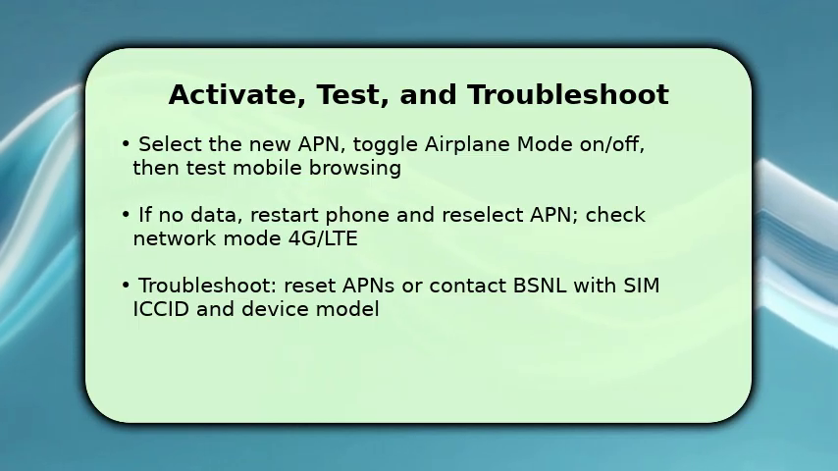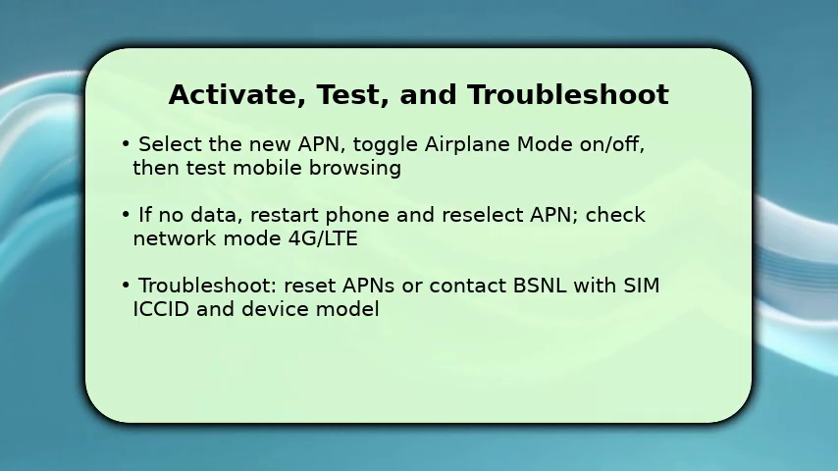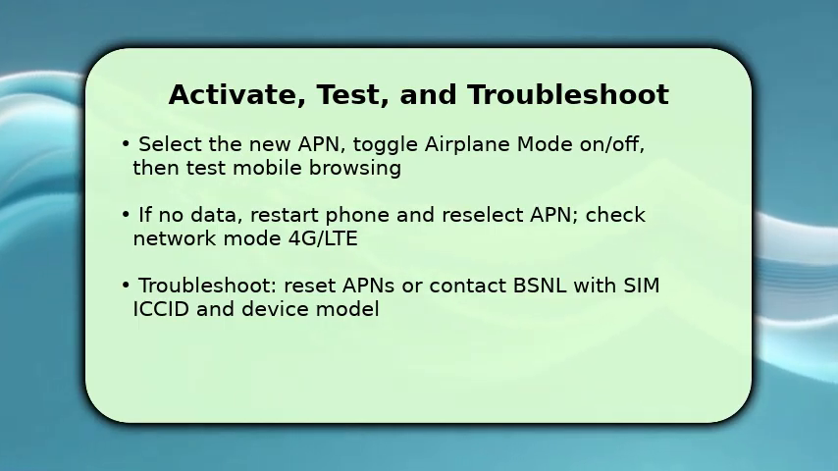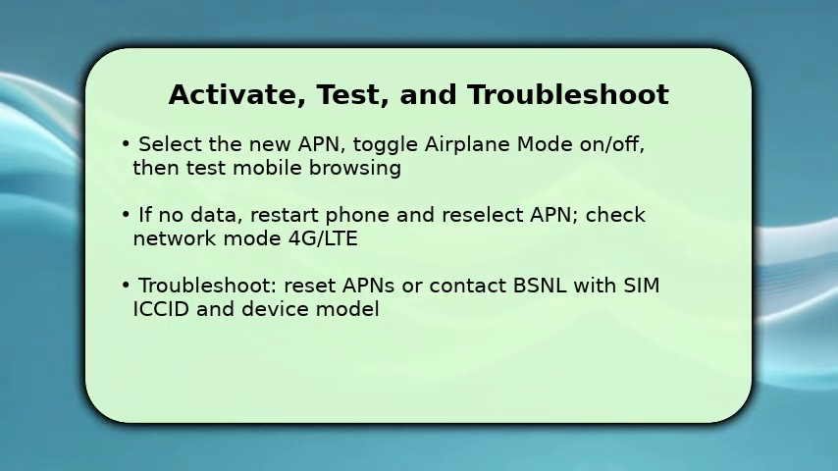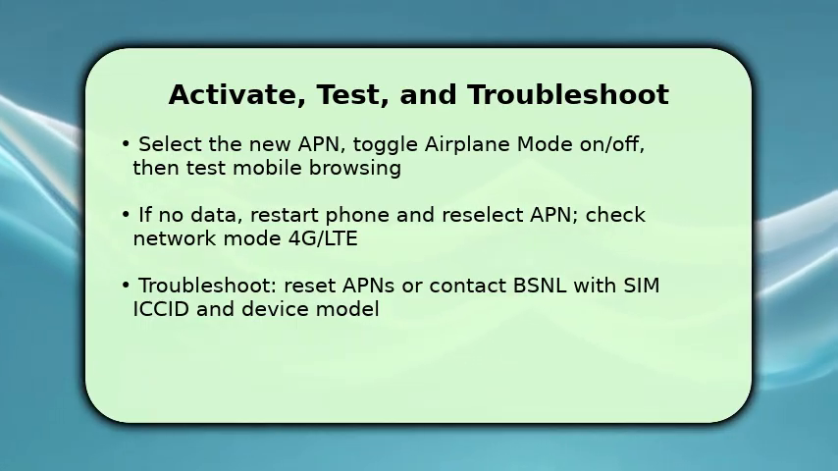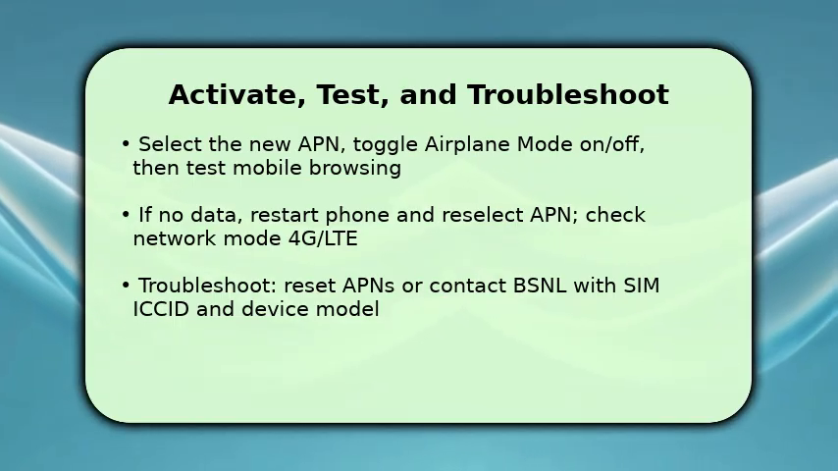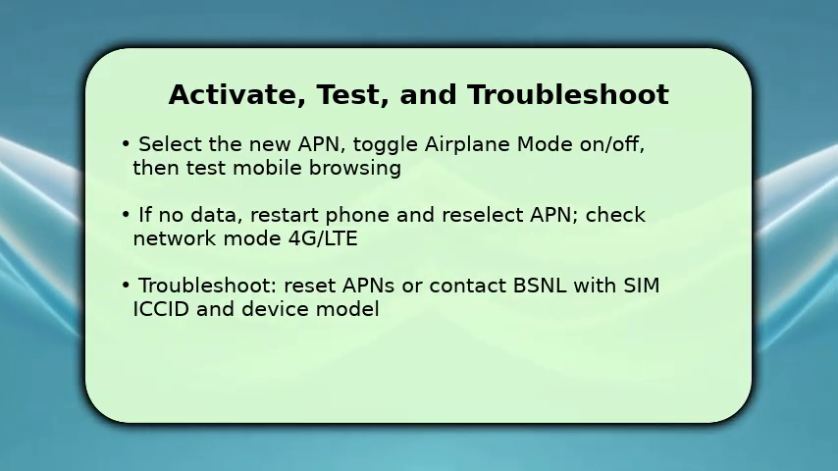If pages don't load, restart the phone and confirm the APN remains selected. Also check preferred network is set to 4G/LTE. If it still fails, reset APNs to default and recreate the entry, or contact Bsnl support. Give them your SIM ICCID and device model so they can provision your account correctly.